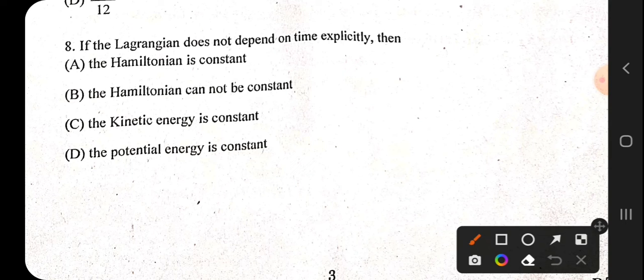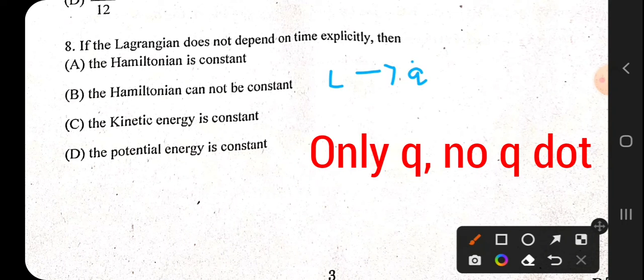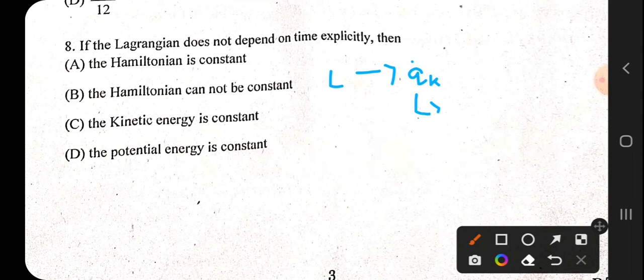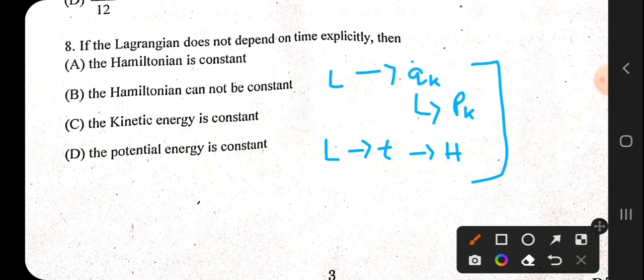The first case is if the Lagrangian L is independent of position coordinate, that is qk dot, then the corresponding momentum, that is pk, is constant. This is called the conjugate momentum. Again, if the Lagrangian does not contain time, that means it is independent of time explicitly, then the corresponding Hamiltonian is always constant. So these two theories are very important, and you will find this in Jacobi's integral.